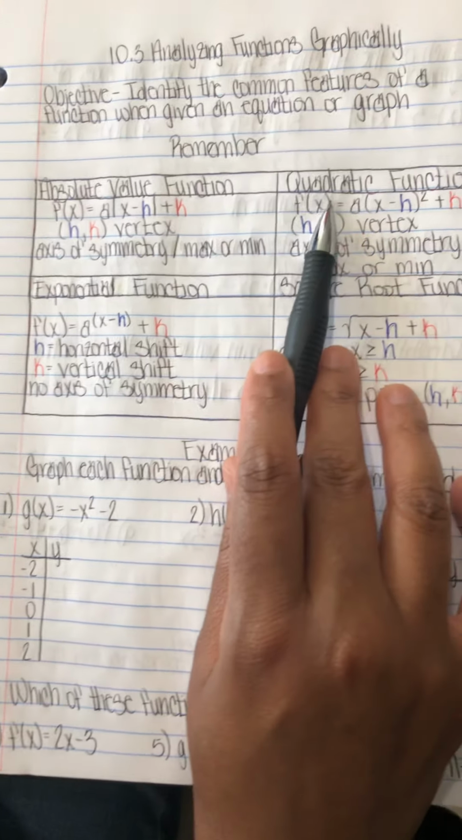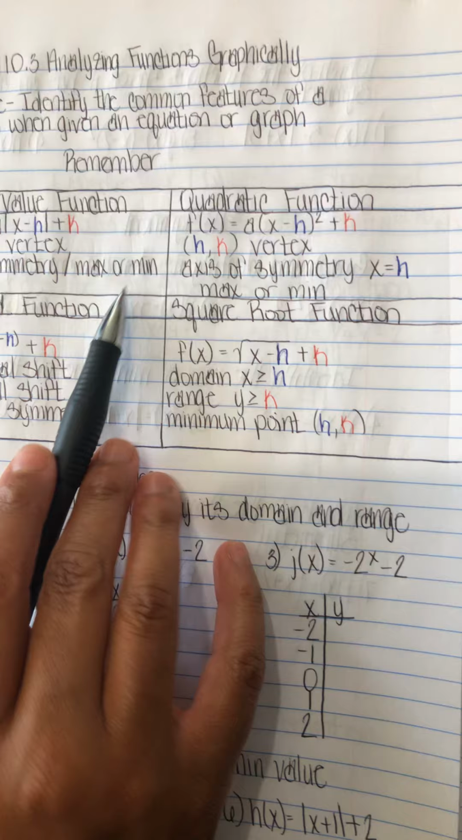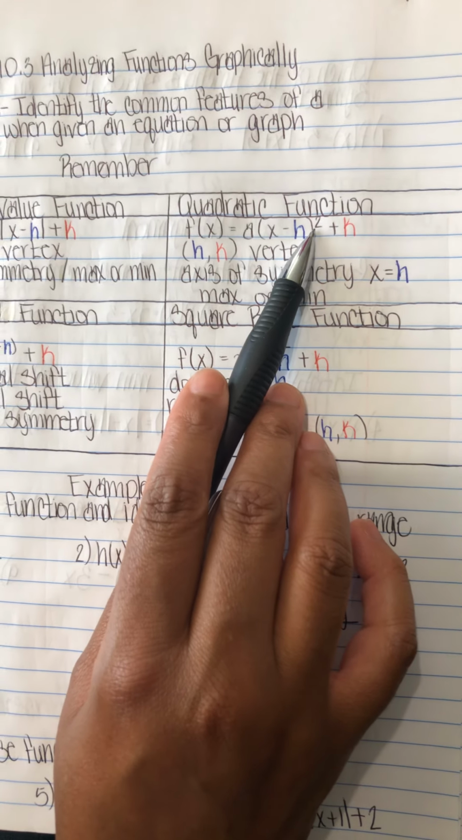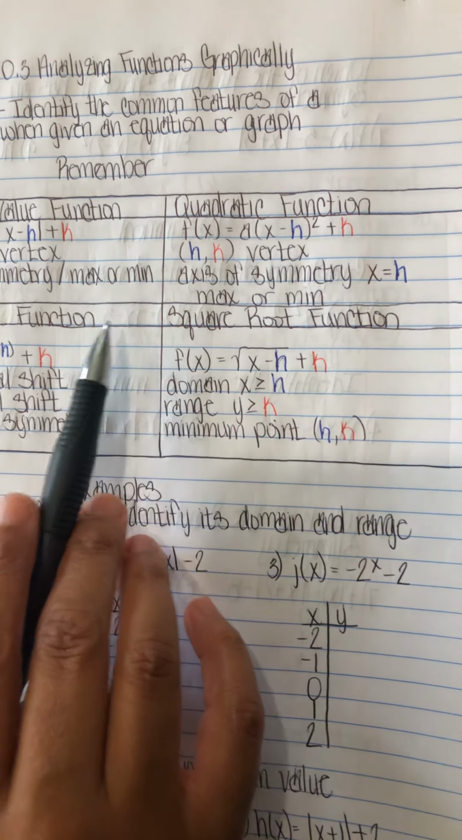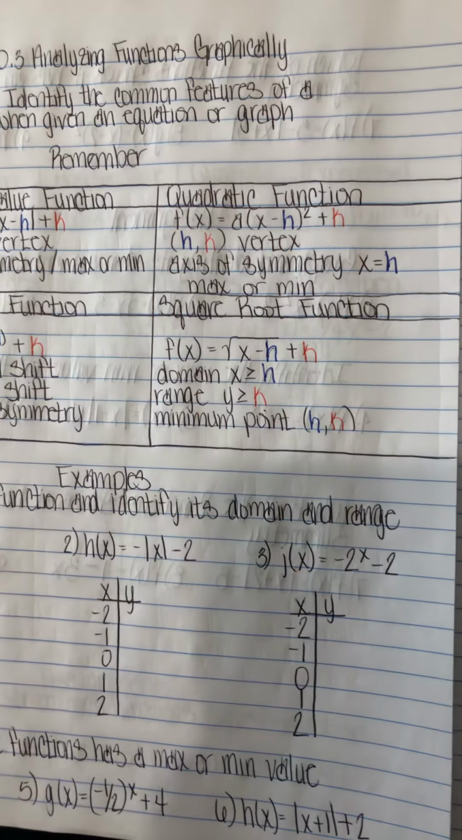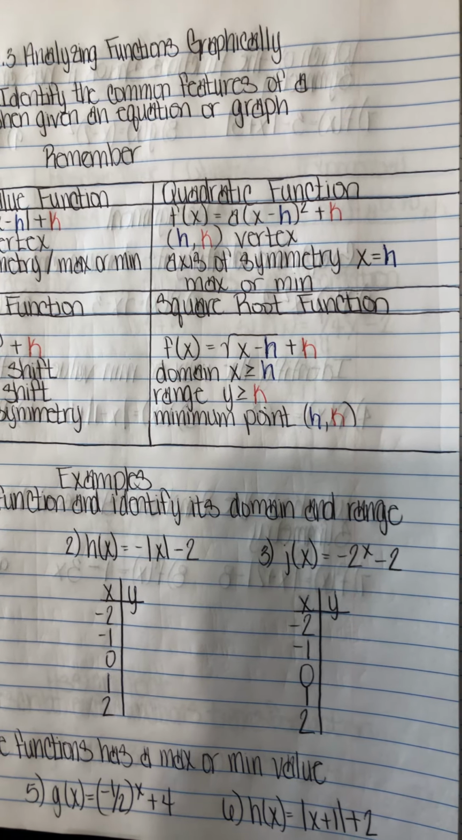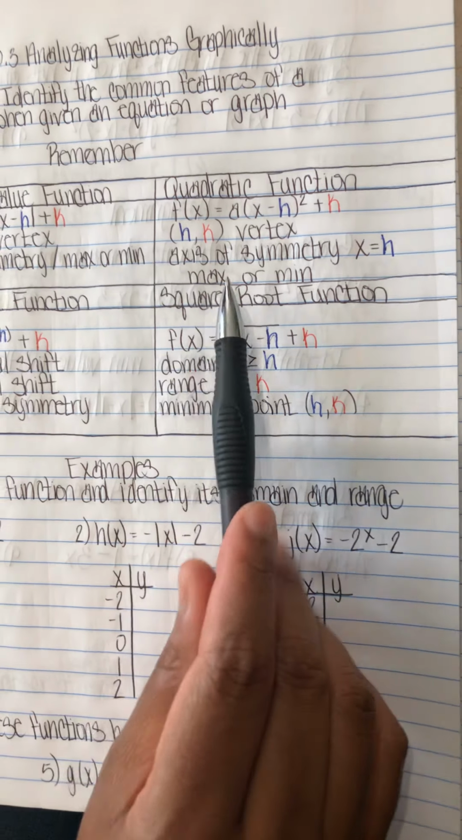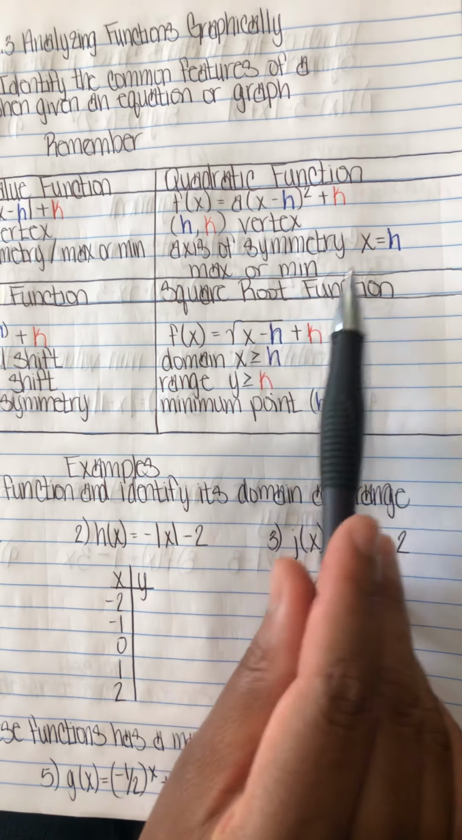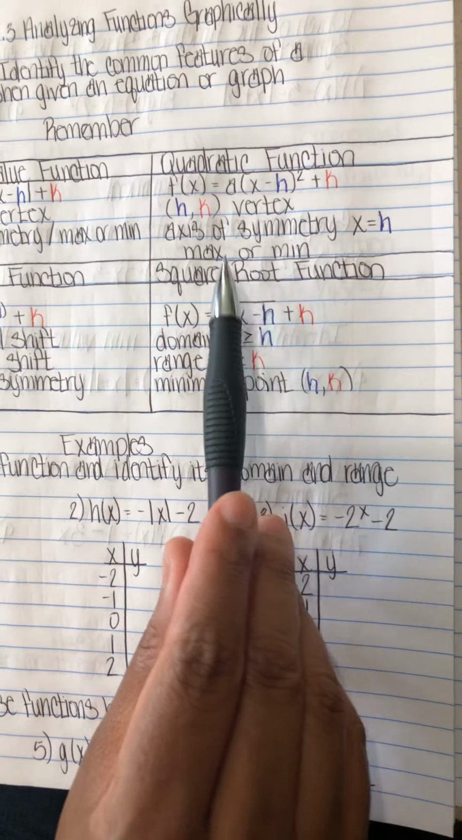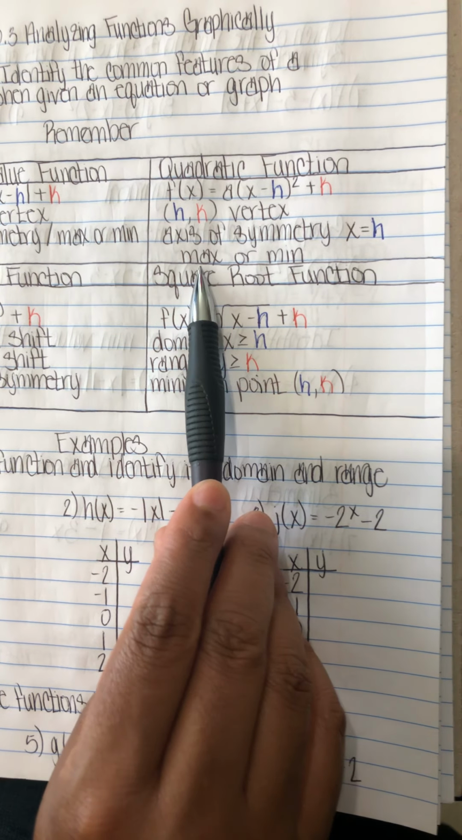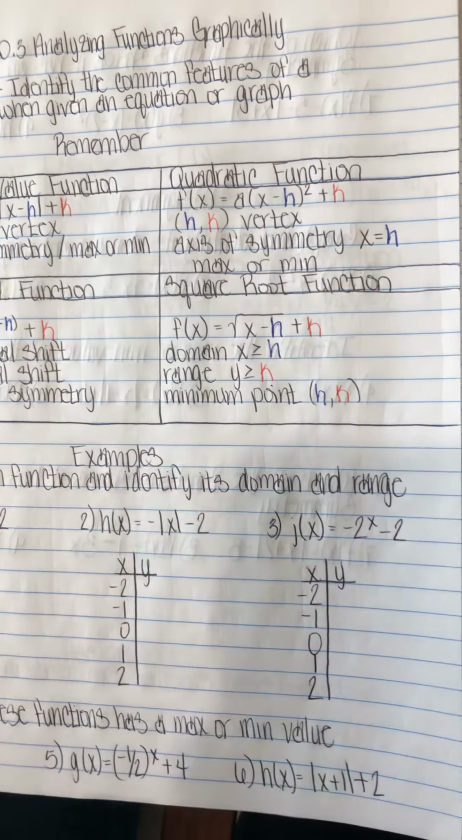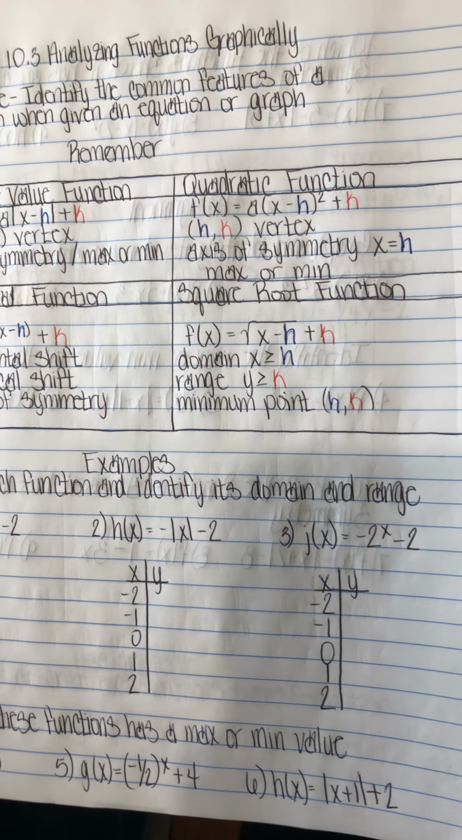For quadratic, your quadratic functions are always denoted by squaring. So whenever you see that square, you know it should be a quadratic function. H and K, again, is your vertex. It will have an axis of symmetry where x is equal to h. And then it will have your max and min at that axis of symmetry.